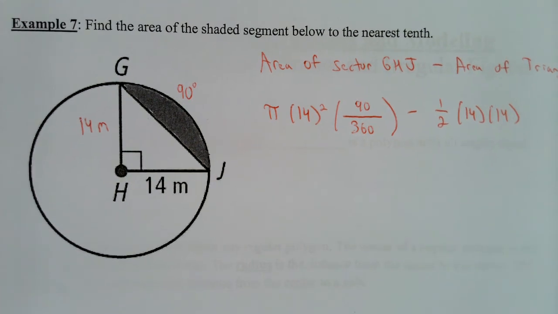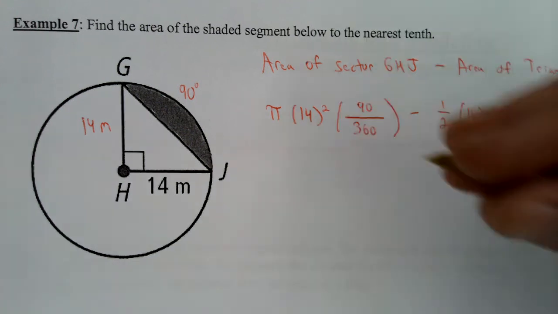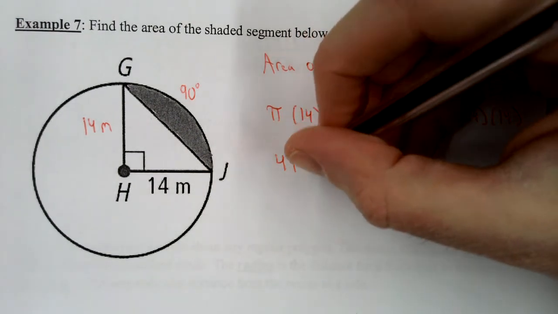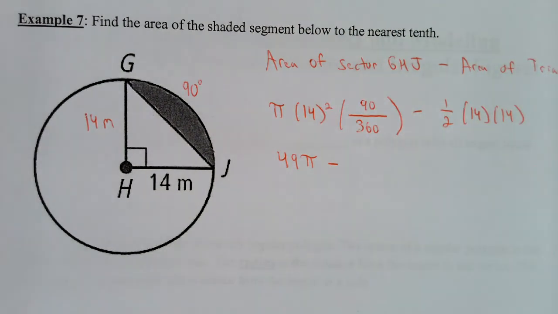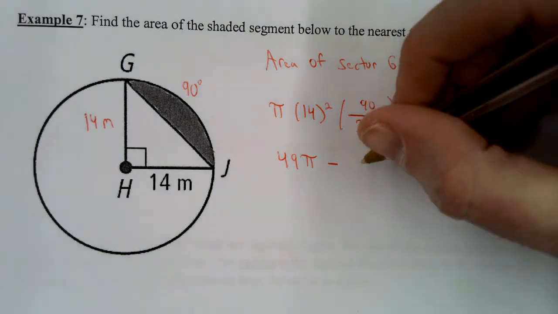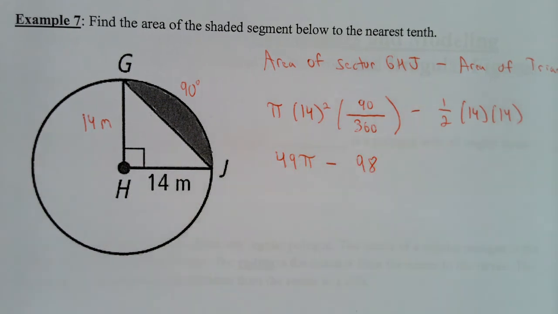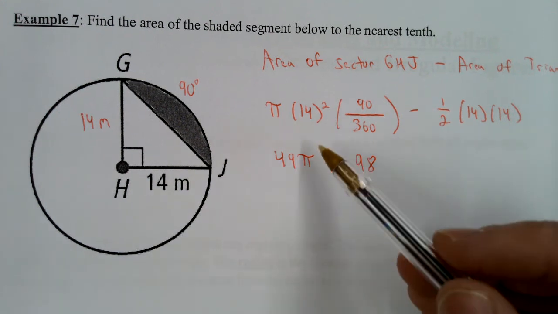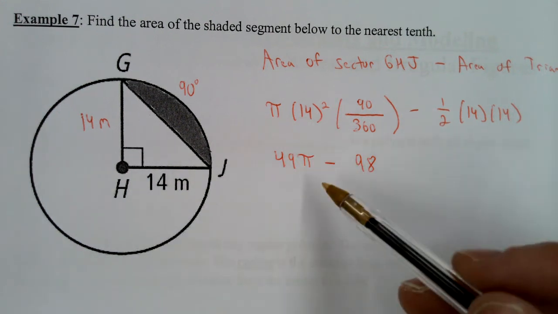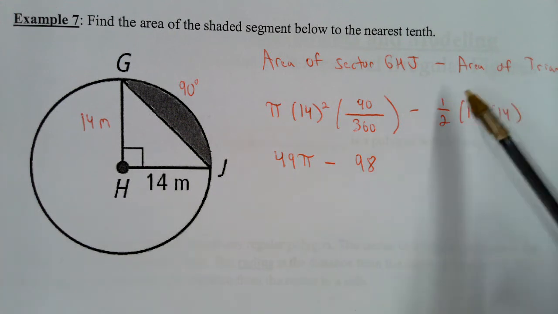Okay, 14 squared is 196 times 90 divided by 360. That gives 49 pi. 14 times 14 divided by 2 would be 98. Just to recap, I did 14 squared is 196 times 90 divided by 360, which gives me 49. I haven't done anything with the pi yet. So it's 49 pi minus 98.